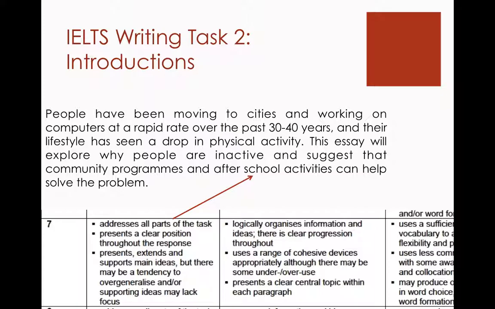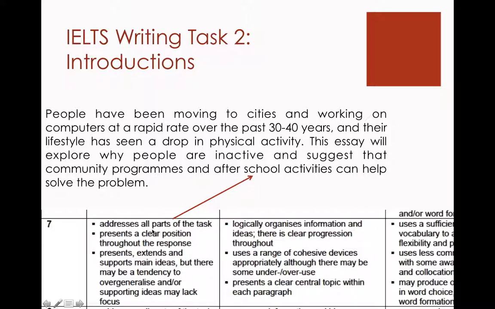So now we want to check our introduction based on the band descriptors. So this is what the examiner uses to mark you. And this is a 7 that I've taken a screenshot of. So let's see if we're doing what the examiner wants us to do. Now this is task achievement, and this is coherence and cohesion. This basically means organized, and this basically means you answered the question.